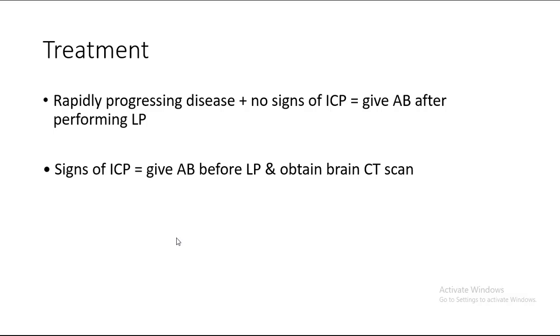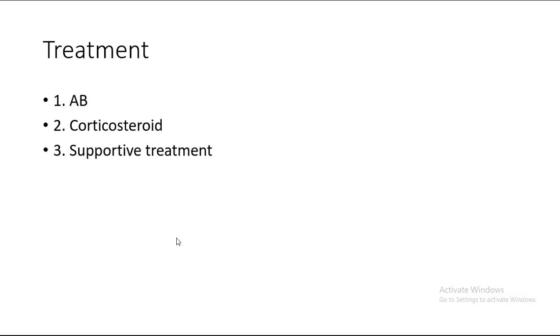What is the treatment? Specific treatment and supportive treatment. But there is a rule for the treatment of children with meningitis. We need to capture the pathogen and we need to treat. But is it always in this sequence? No. If there is a rapidly progressing disease but no signs of increased intracranial pressure, then we have to perform lumbar puncture and then treat with antibiotic. But if there are signs of increased intracranial pressure or any contraindication to lumbar puncture, then we have to treat and postpone lumbar puncture performance.